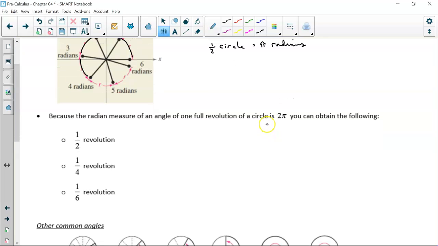Now, because the radian measure of an angle of one full revolution is 2 pi, we can obtain the following. So half a revolution. Half times 2 pi is going to be pi radians. So a half circle is pi radians. A quarter of a circle, 1/4 times 2 pi, is going to be pi over 2 radians. And a sixth of a circle, 1/6 times 2 pi, is going to be pi over 3 radians.